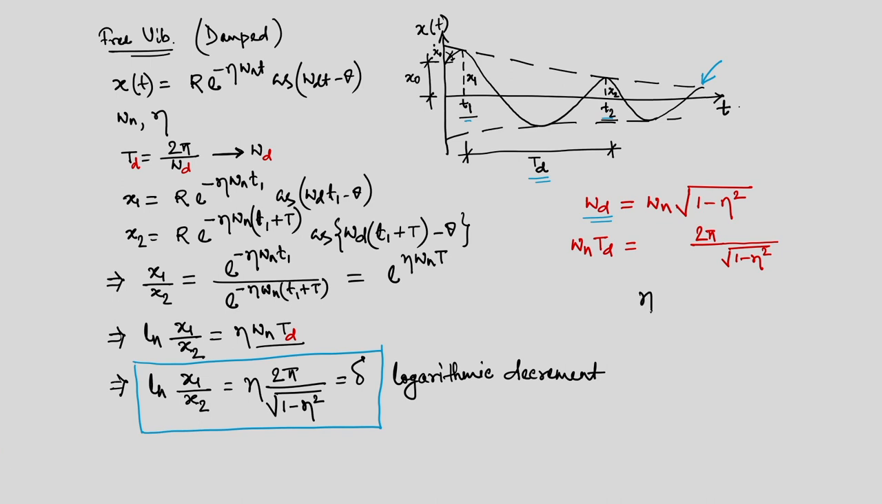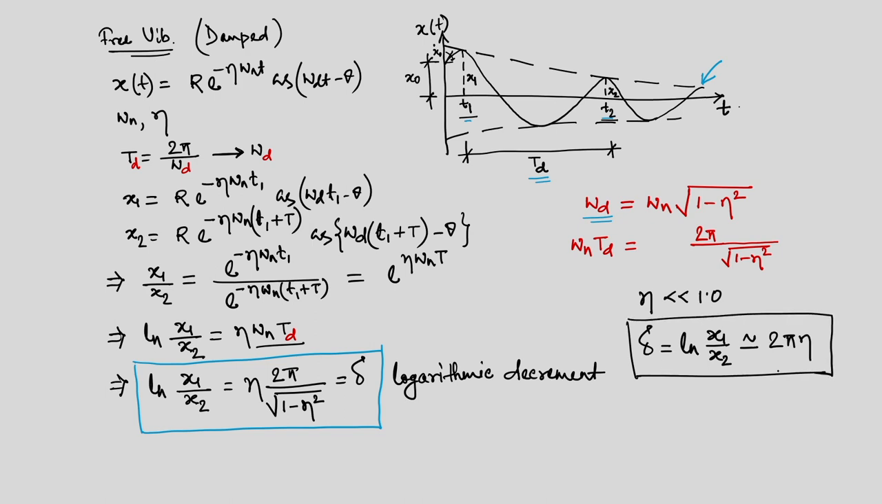Obviously, if we have eta which is much less than 1.0, then we can further simplify. So, our delta is equal to ln x1 by x2, which is approximately equal to 2 pi eta. So, that is the relation we have. And the technique thus is called logarithmic decrement technique. So, in this technique what do we do?